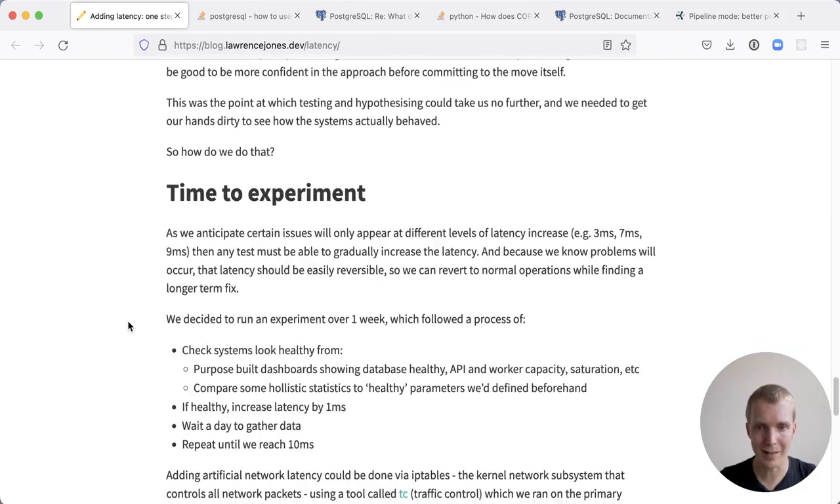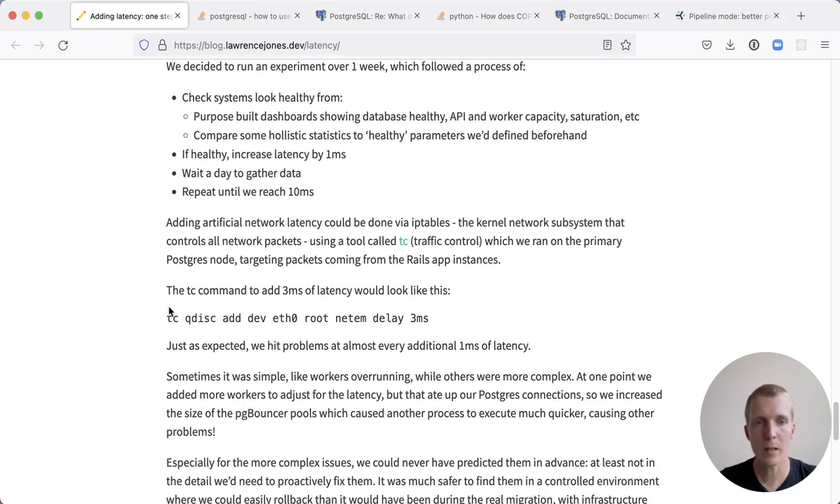They ended up doing testing using a tool called TC, short for traffic control, in Linux. TC adds a latency to network packets. You can simulate a slow network like they would have when they go across clouds, and they would simulate it on the Postgres server itself. Over a period of a week, they would keep adding 1 millisecond of latency until they got to 10 milliseconds, and they would try to see what falls over.